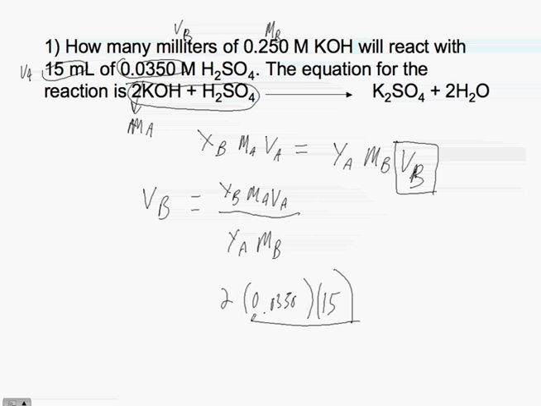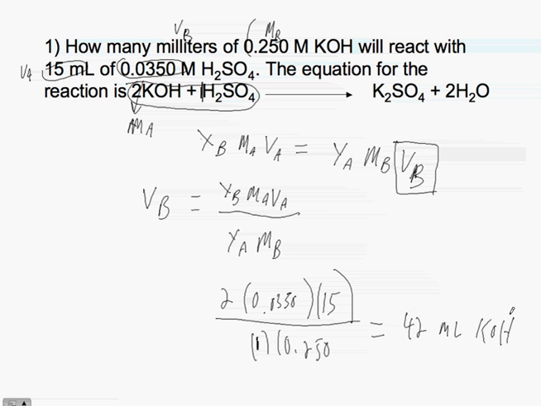Then we have the moles of our acid, the YA, which is 1, times the molarity of our base, which in this instance is 0.250. When we do the calculation, our answer comes out to be 42 milliliters of KOH.